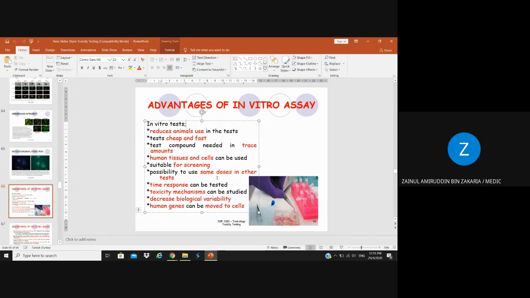And then lastly, human genes can be moved to cells. So this is the advantage of using in vitro assay. Depending on the type of cell, if you study genes, you can transfer genes to cells. For example, if you study anti-cancer, there is nothing involving genes. So this is just to tell you that overall, another advantage of the in vitro assay is that genes can be transferred to cells.